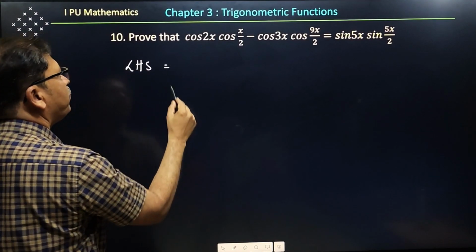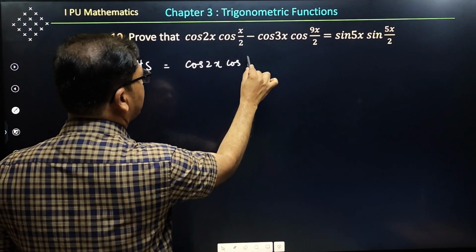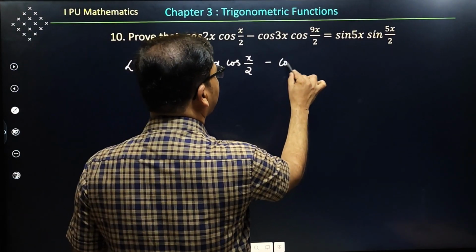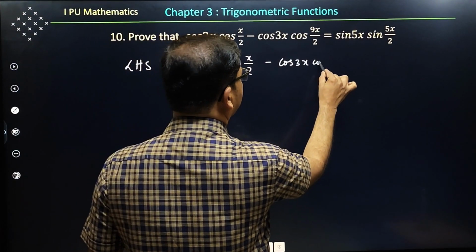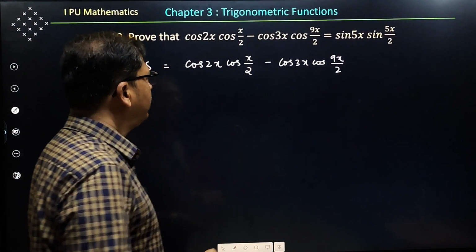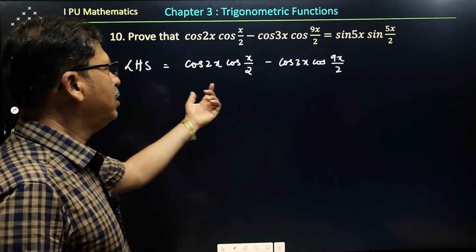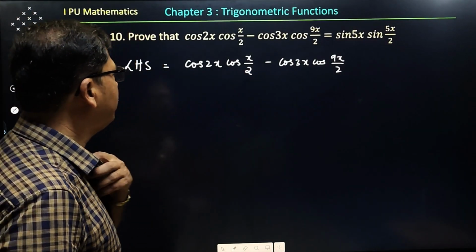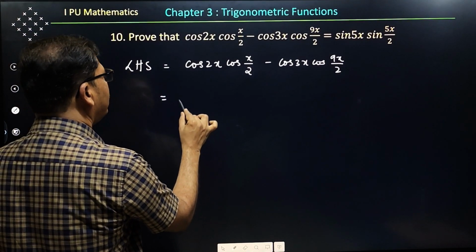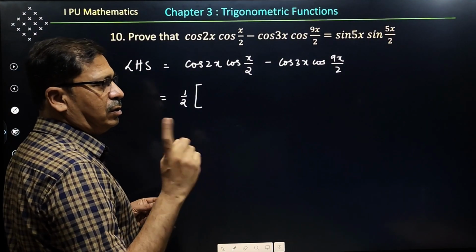LHS is equal to cos 2x into cos x by 2, minus cos 3x into cos 9x by 2. For this I would like to use the formula for cos A cos B twice, for this term and then for this term also, and there is no option for me other than that. So the formula is 1 by 2 into bracket, product to sum formula, cos into cos.